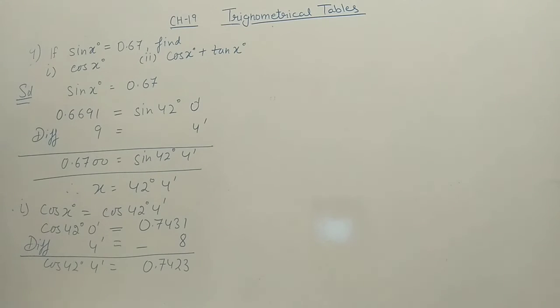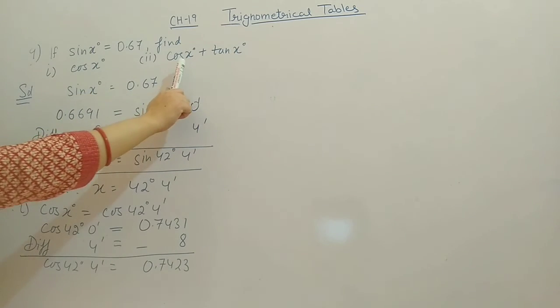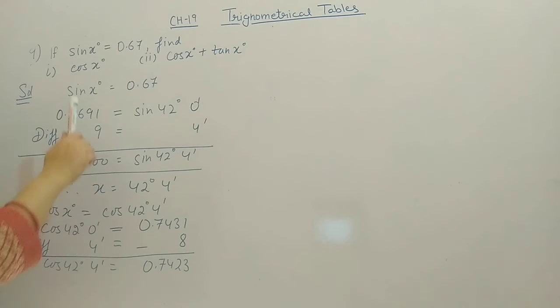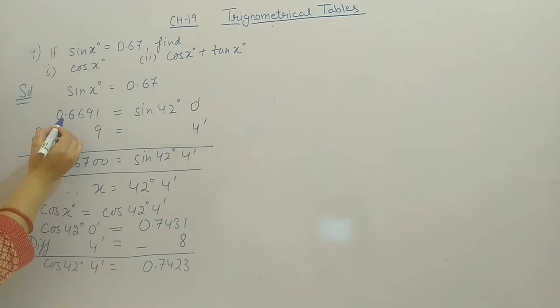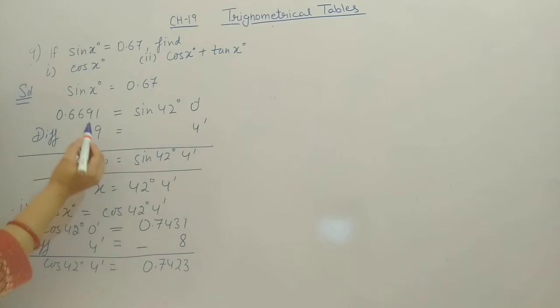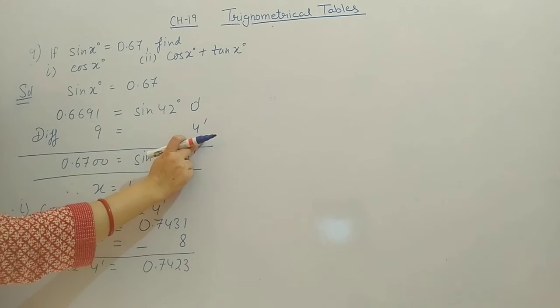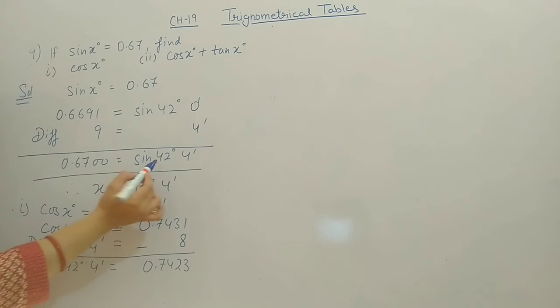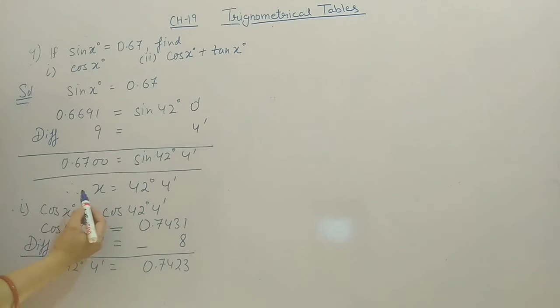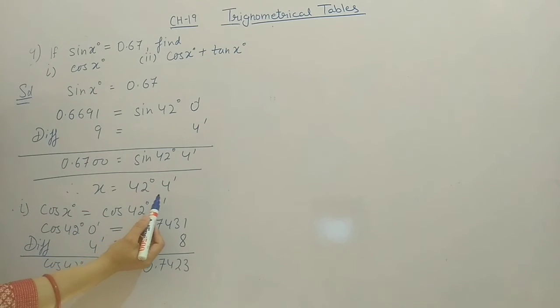Question number 9. If sin x degree is given 0.67, we have to find out the value of cos x degree plus tan x degree. So first sin x is given 0.67. Check the nearby value in the sin table. So 0.6691 is equal to sin 42 degree 0 minute. Now the difference between 6691 and 6700 is 9. So for 9 difference, check the angle difference, which is coming 4 minute. So 0.6700 is equal to sin 42 degree 4 minute. It means x value is 42 degree 4 minute.